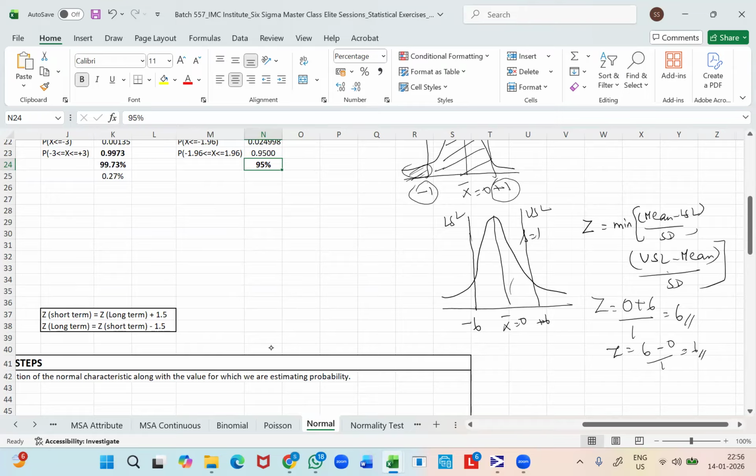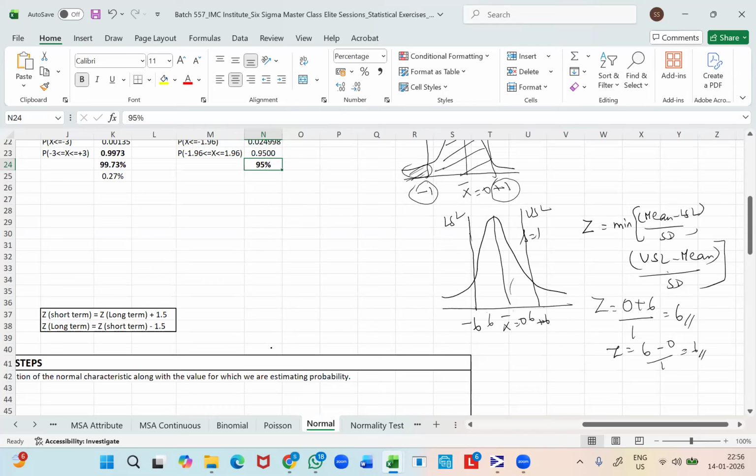So the mean is aligning with the target. We can find out that the distance between mean and LSL is the same as the distance between mean and USL. What is the distance between mean and LSL in terms of units? It will be 6 units. What will be the distance between mean and USL? It will be again 6 units, right? So the distance between mean and LSL is the same as the distance between mean and USL, because the mean is aligning with the target, and target is the midpoint between LSL and USL, right?